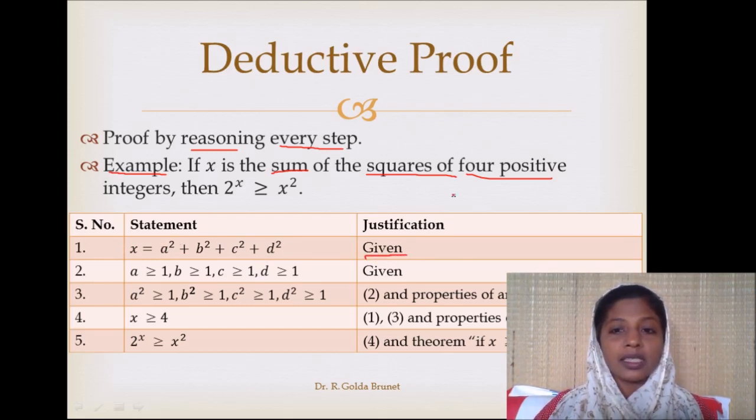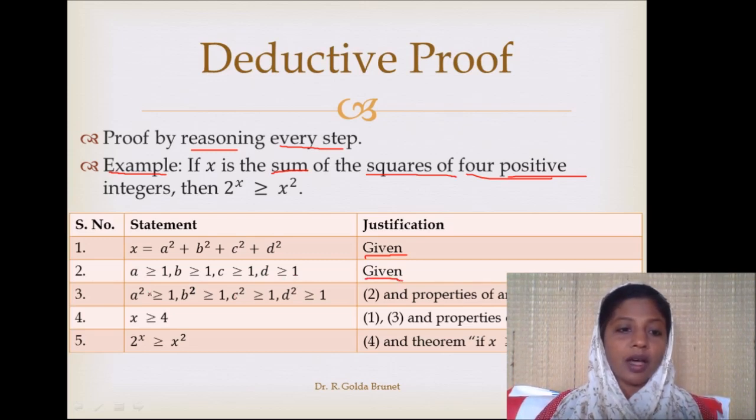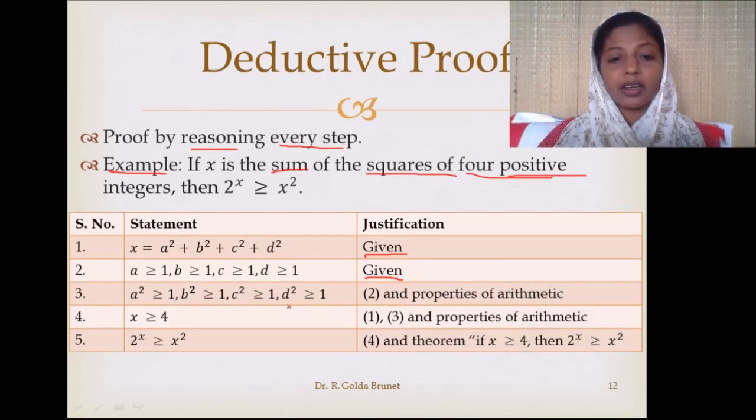Now, since a, b, c and d are all positive, we can write a is greater than or equal to 1, b is greater than or equal to 1, c is greater than or equal to 1 and d is greater than or equal to 1, because they are all positive integers. So, this is also a given statement in the theorem. Now, from 2, if we square both sides of the inequality, we get a squared is greater than or equal to 1 squared, which is also 1. Similarly, b squared is greater than or equal to 1, c squared greater than or equal to 1 and d squared greater than or equal to 1.